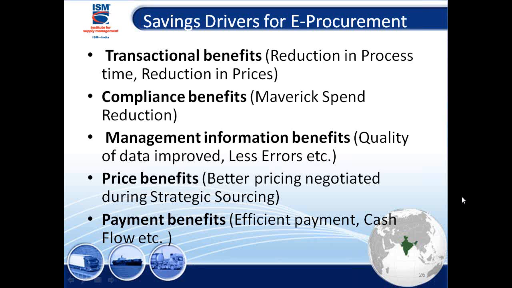The next one is the management information benefits. Obviously, the quality of data improves. There are fewer errors because with e-procurement some of the information is already automated. Price benefit means that if my units as a city are spread over, I can aggregate the requirements. That is only possible with e-procurement; in manual procurement it is difficult. So with aggregation, I get better sourcing, and that's what we call strategic sourcing.